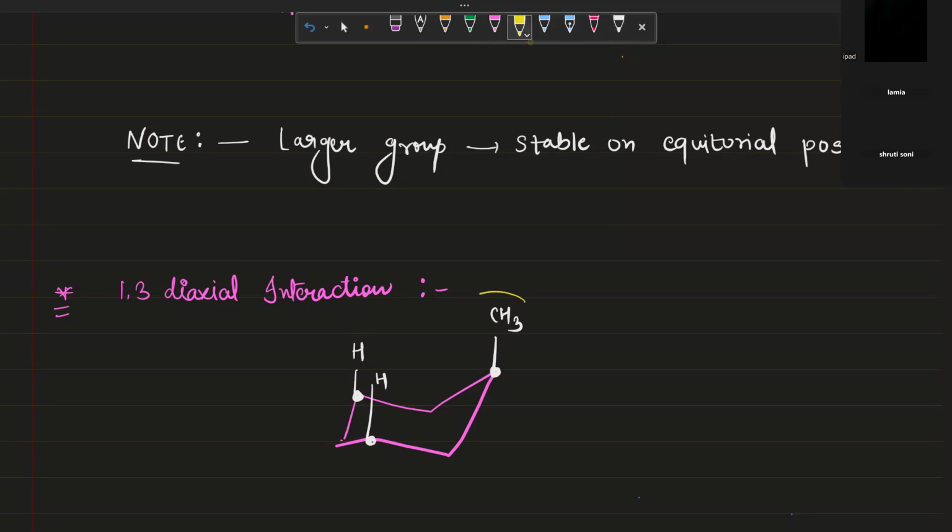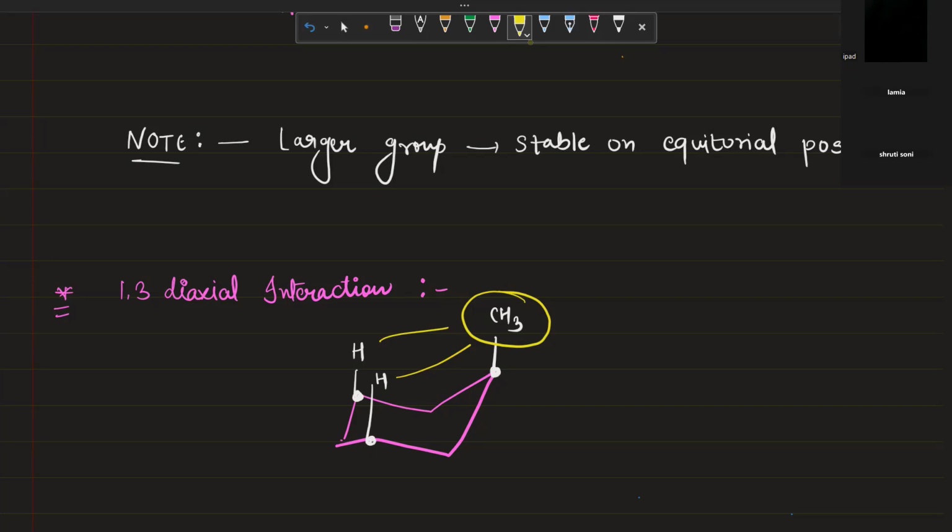Okay, so in that case CH3 is on the larger side, so they are facing diaxial interaction with both these hydrogens. Do you understand what diaxial interaction is? Diaxial interaction means when two axial bonds interact with each other. Usually the interaction arises just because of steric hindrance, the size. If they are of the smaller size, then there is not any sort of 1,3-diaxial interaction. So that's why I told you that the larger group is stable on the equatorial.